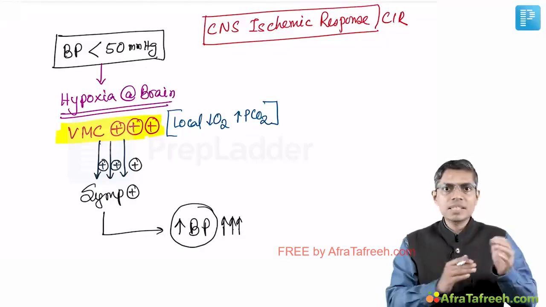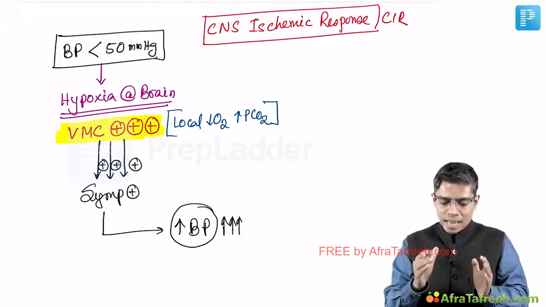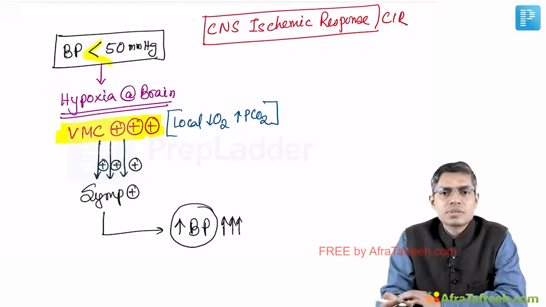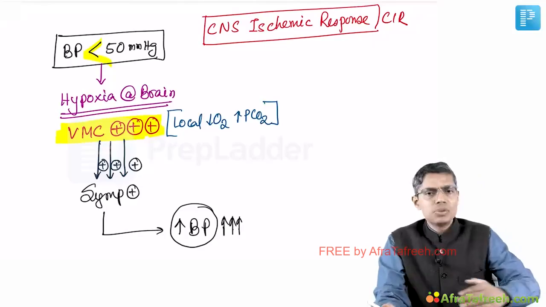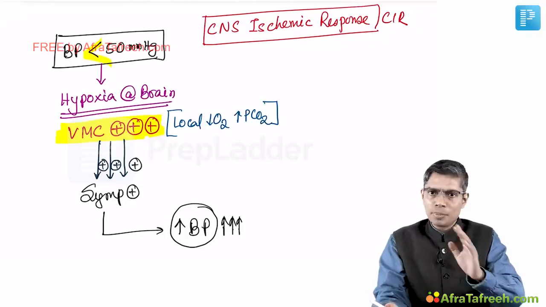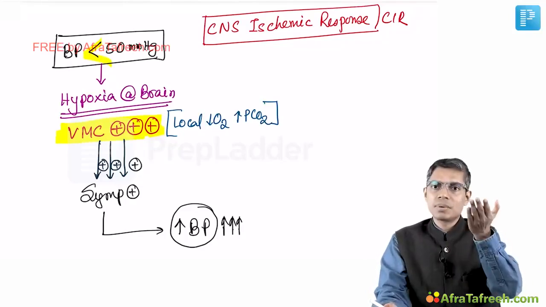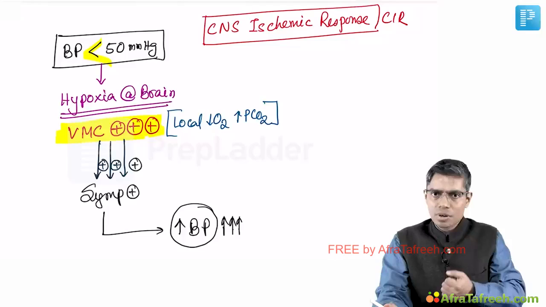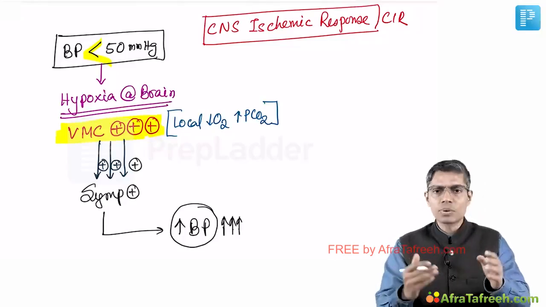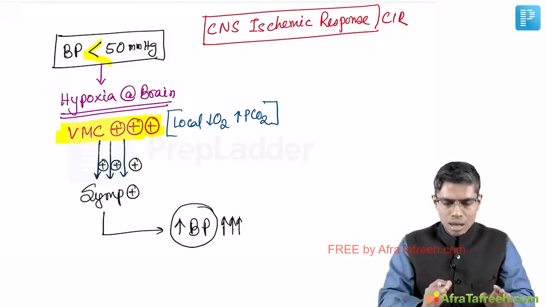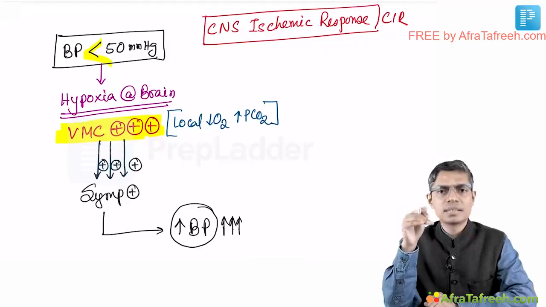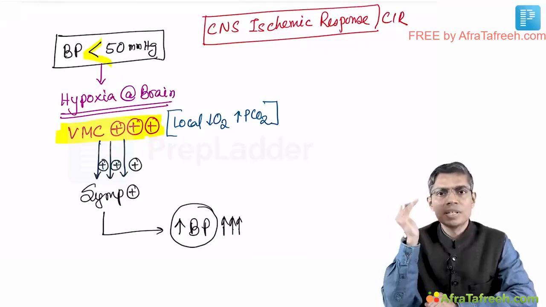This is an emergency mechanism, right? It will be activated when your blood pressure is very low. Suppose one person is suffering from a road traffic accident and due to huge blood loss, the blood pressure is below 50 millimeter of mercury. Before that the baroreceptor has tried to increase the blood pressure, and the chemoreceptor has also tried to increase the blood pressure. But after that, when all this baro and chemo effect is gone, now the CNS ischemic response is coming into action.